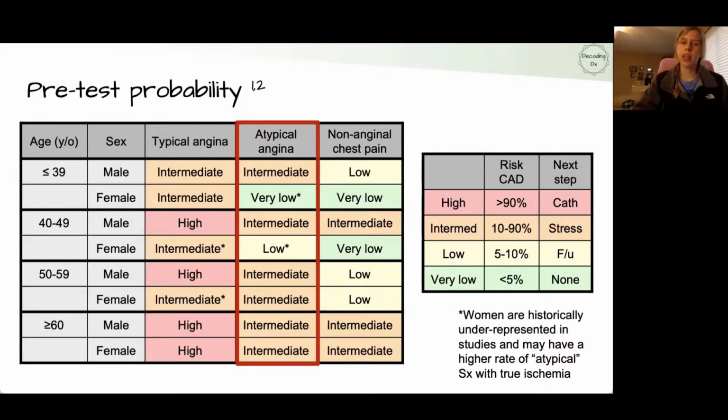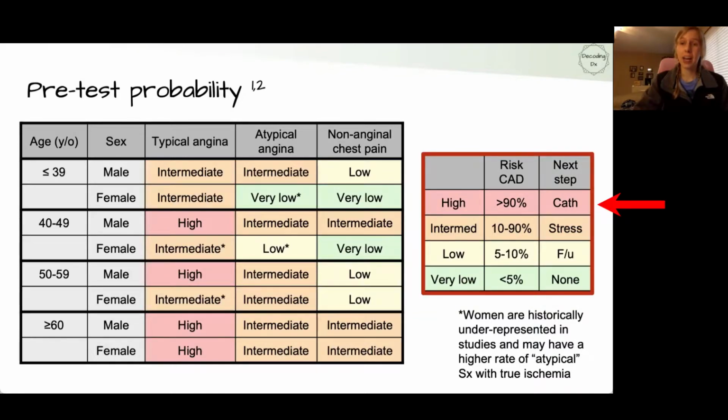It's important to note that anyone above the age of 50 with atypical angina has intermediate risk. And then finally, non-anginal chest pain has a lot more variation to it, and it largely depends on the patient's age and gender. The reason why these classifications are important is because the pre-test probability determines their risk of coronary artery disease and the most appropriate next step in the workup of this chest pain.